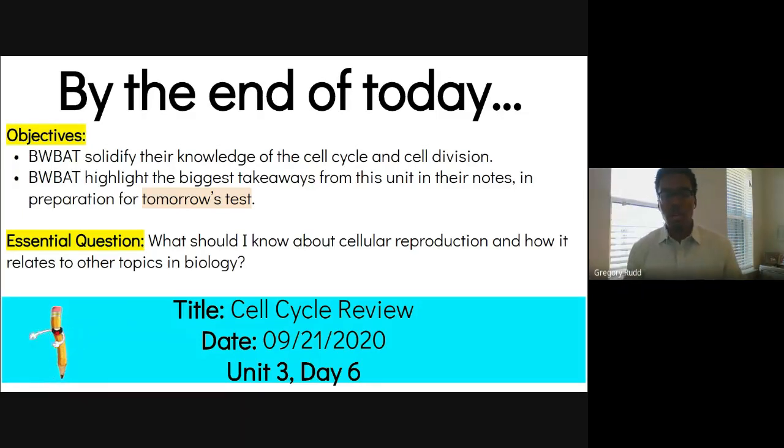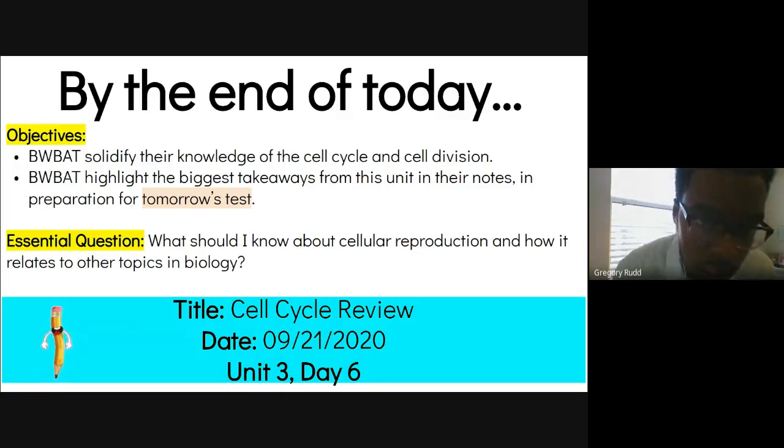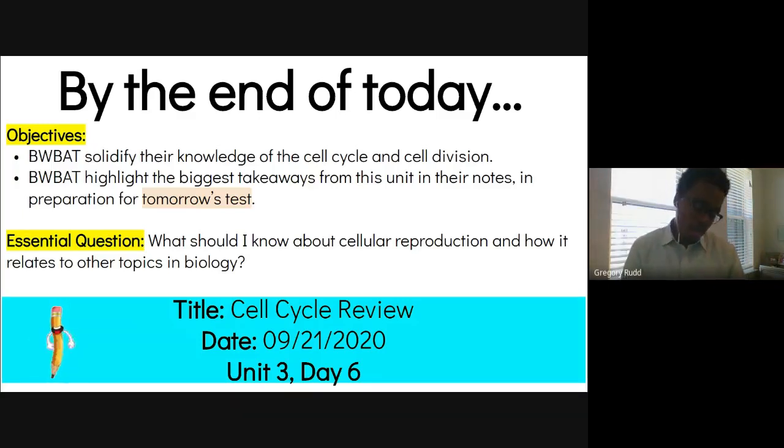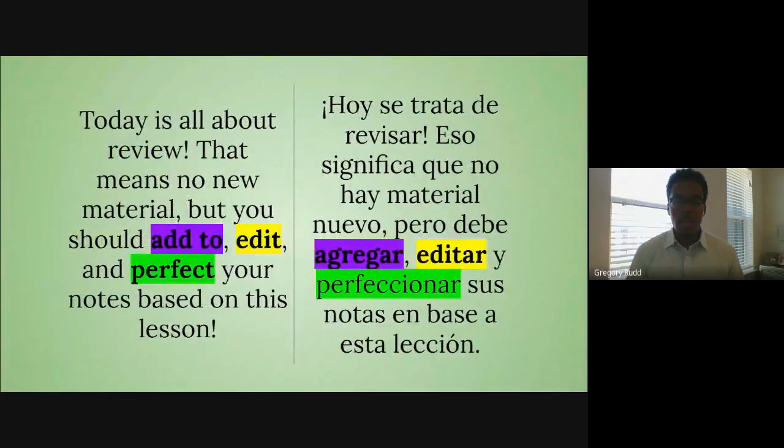And then our essential question: what should I know about cellular reproduction and how it relates to other topics in biology? So we're thinking about everything that we learned in Unit 1 about our biological macromolecules. We're thinking about everything that we learned in Unit 2 about the cell, and we're thinking about how those concepts come into play in this third unit about cell cycle and cellular reproduction. So to reiterate, today is all about review. That means no new material, but you should add to, edit, and perfect your notes based on this lesson.